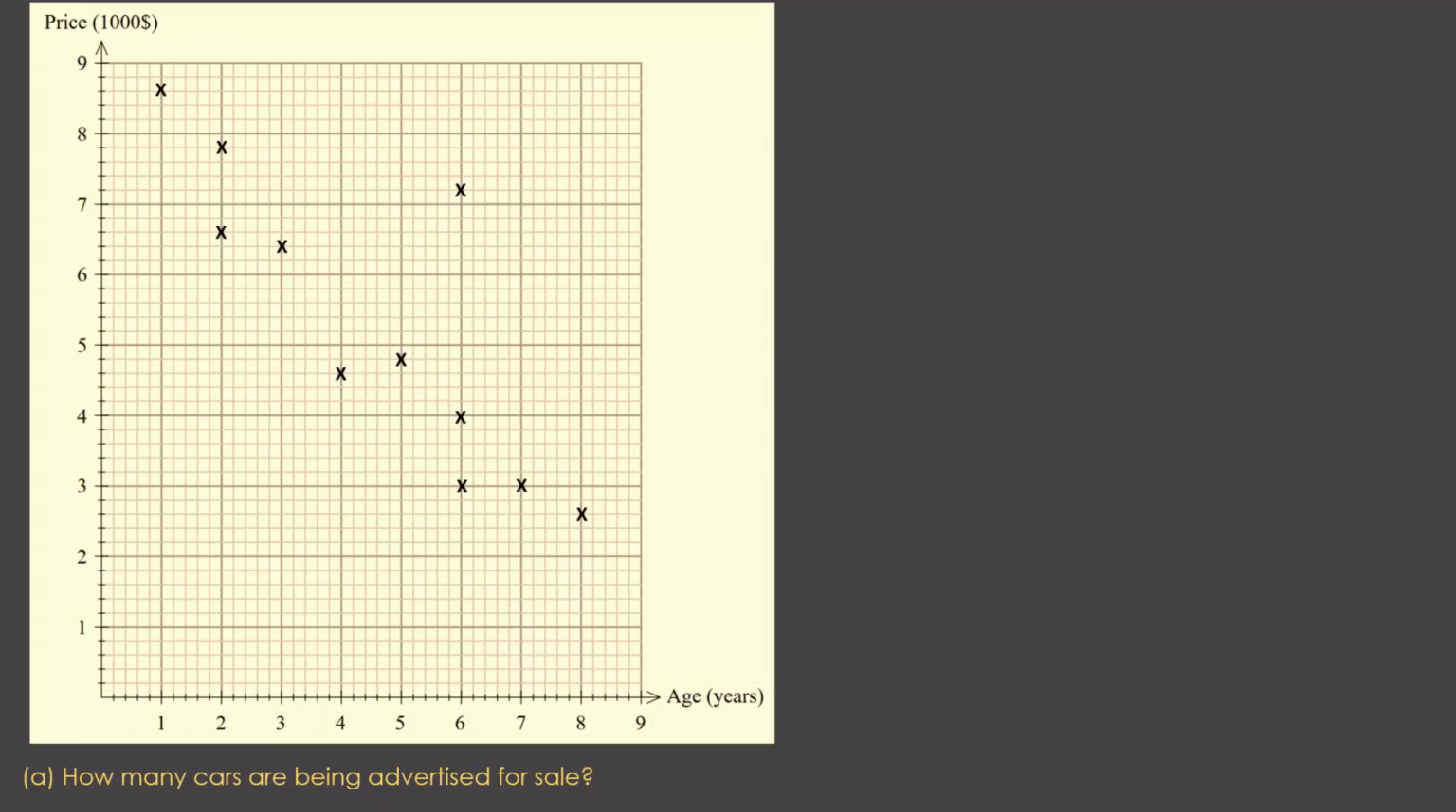So here's the scatter graph, and you can see just at the bottom here, the first question: how many cars are being advertised for sale? That's just a case of counting the crosses on the diagram. So 1, 2, 3, 4, 5, 6, 7, 8, 9, 10, 11. So there are 11 cars advertised for sale here.